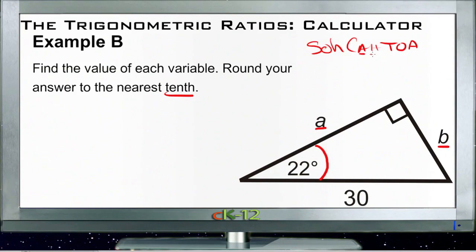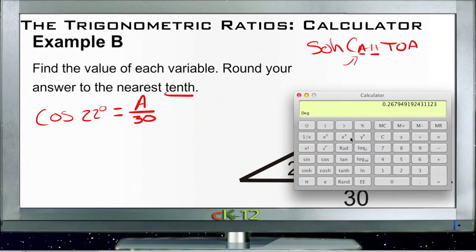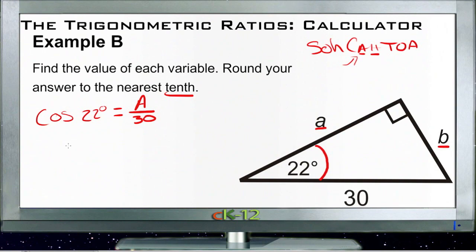So adjacent and hypotenuse are both incorporated in cosine. So we need to find the cosine of 22 degrees, and it's going to be equal to our adjacent side, A, divided by 30. Well, the cosine of 22 degrees, we have clear, 22 cosine, 0.9272. So we have 0.9272 equals, should have used a lowercase a, sorry about that, a over 30.